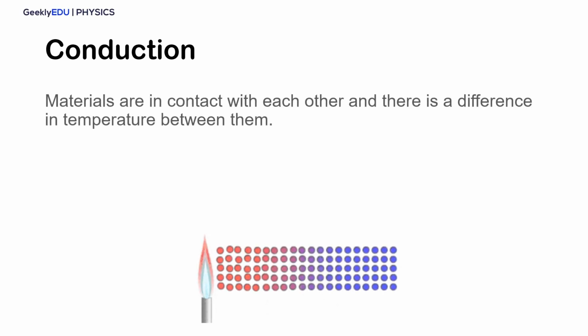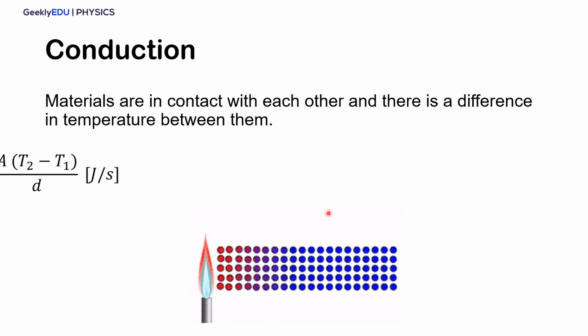Conduction happens when two or more materials are in contact with each other and there's a difference in temperature between them. At the microscopic level, some particles are in contact in the material, and each particle transfers its energy to its neighbor particle.